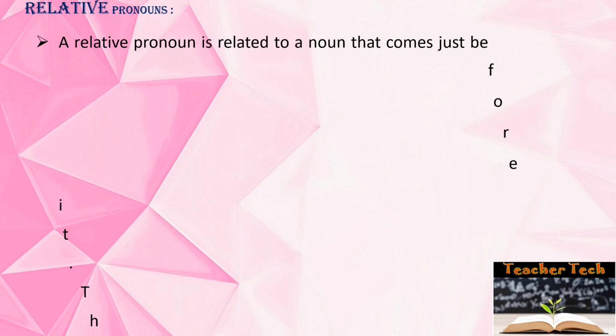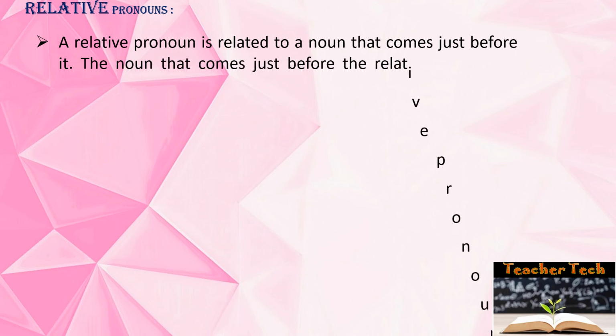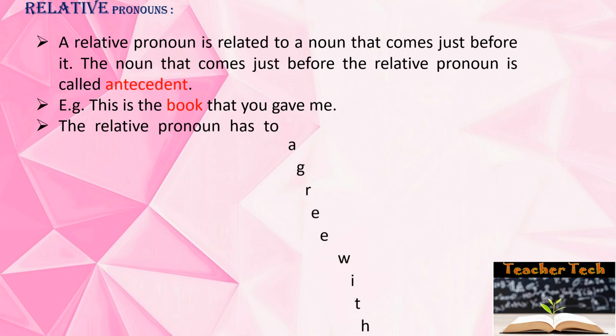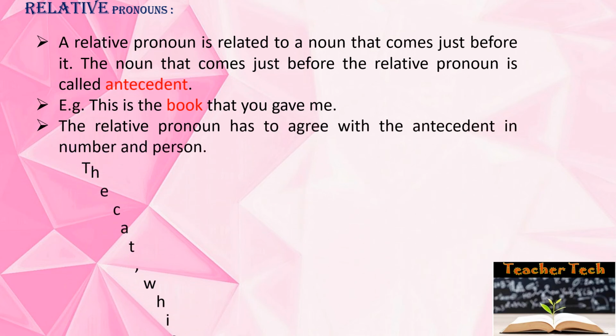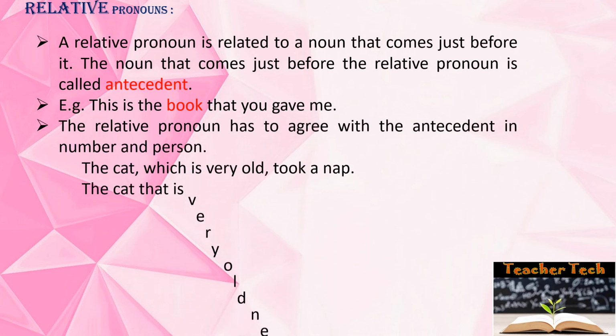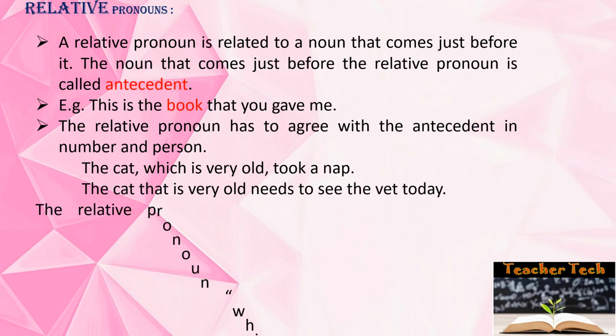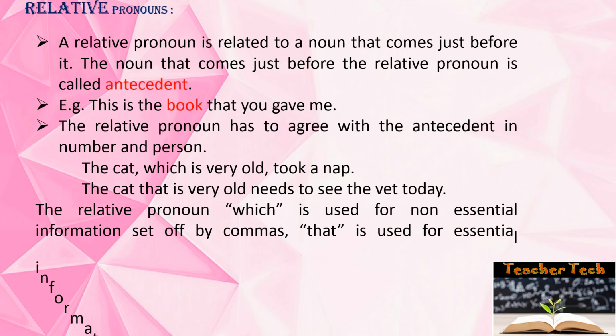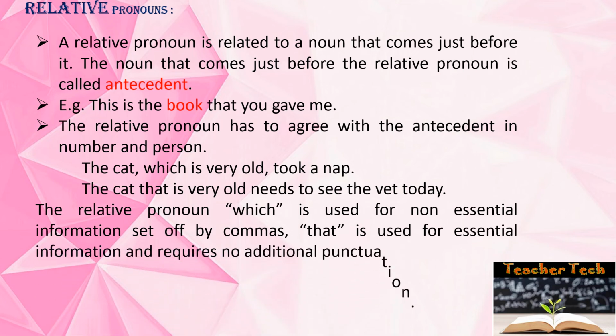Our last topic is relative pronouns. What is a relative pronoun? A relative pronoun is related to a noun that comes just before it. The noun that comes just before the relative pronoun is called the antecedent. Example, this is the book that you gave me. If we put a full stop here, this is the book, and you remove that and write you gave me, this becomes a sentence.